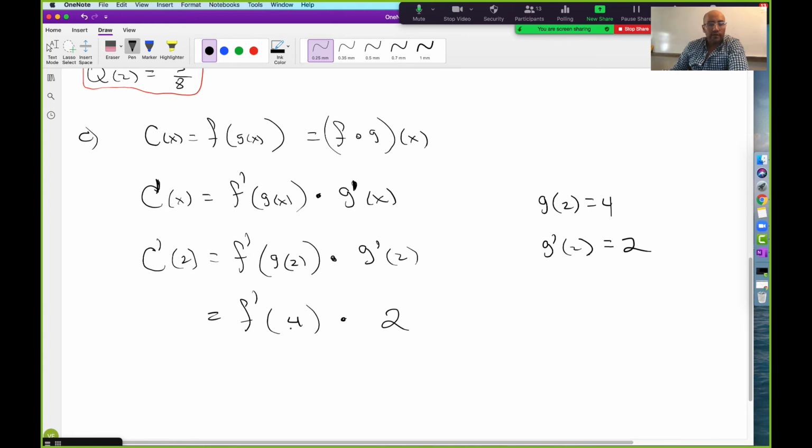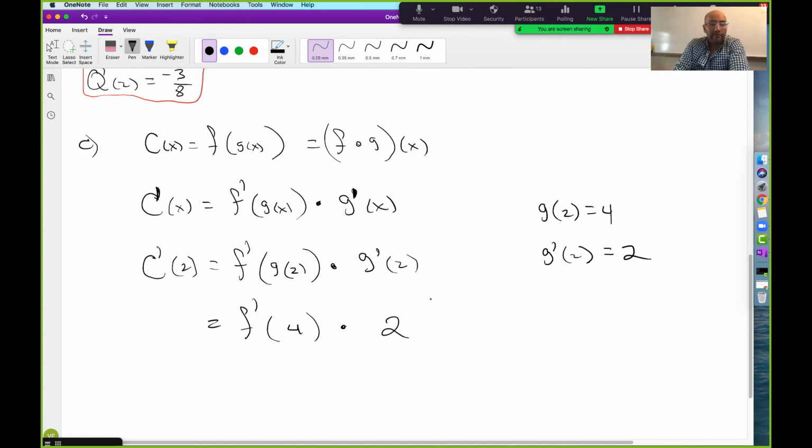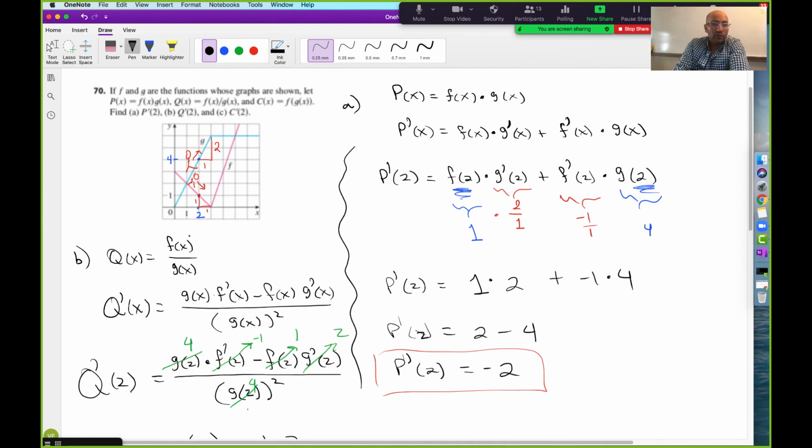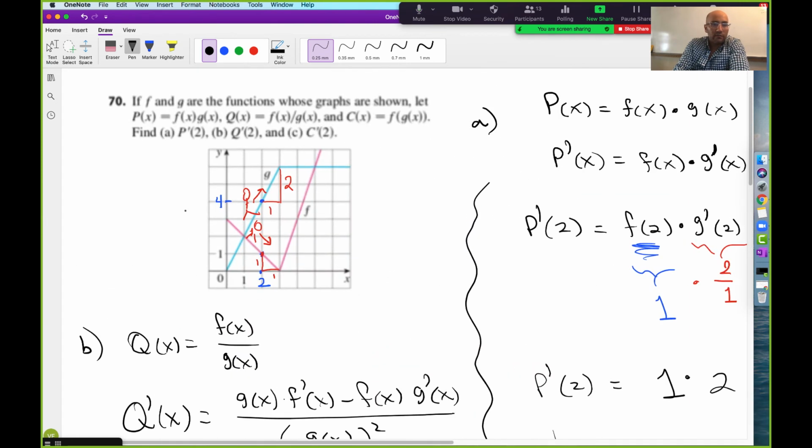Right, so this is a new one now. We've got to go back up to our function and figure out what is the slope of the line of the function f at x equals 4. So let's zoom into here. So at 4, this is 3, this is 4. So I'm interested in that.